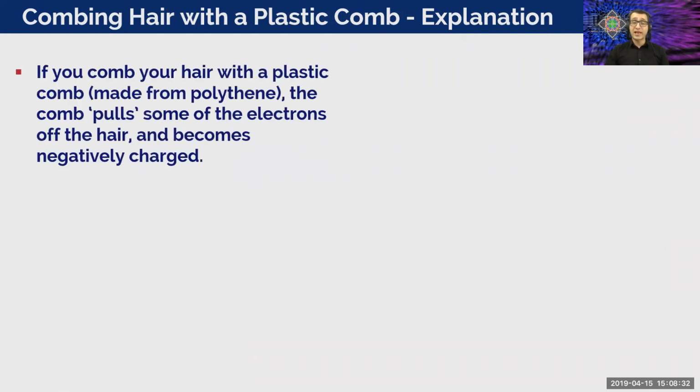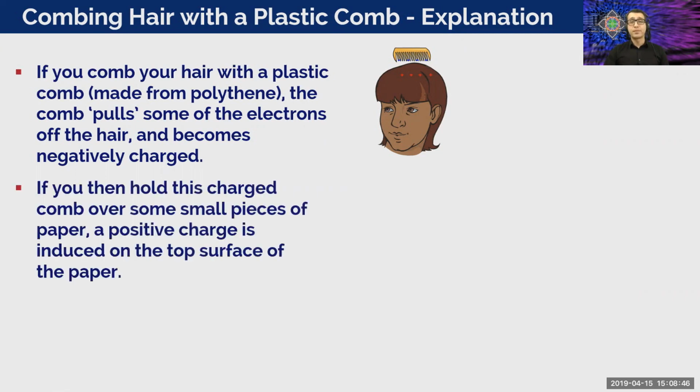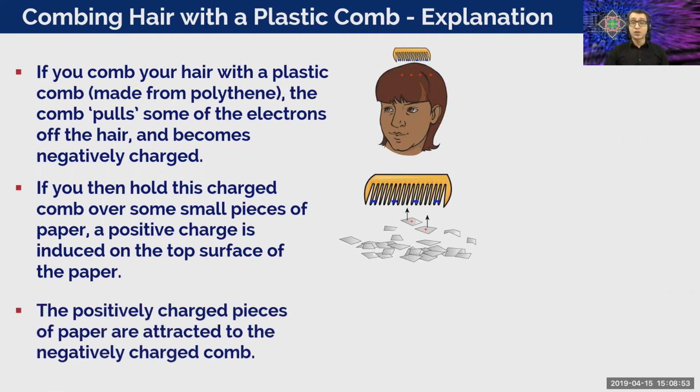So if you comb your hair with a plastic comb, typically made of things like polythene, the comb will pull some of the electrons off the hair, and this then causes the comb to gain a net negative charge. But if you then hold this charged comb over some small pieces of paper, a positive charge is induced on the top surface of the paper. And again, this can then cause an attractive force to occur between the oppositely charged objects, which then attracts them together, causing the pieces of paper to move upwards and adhere to the surface of the comb here.